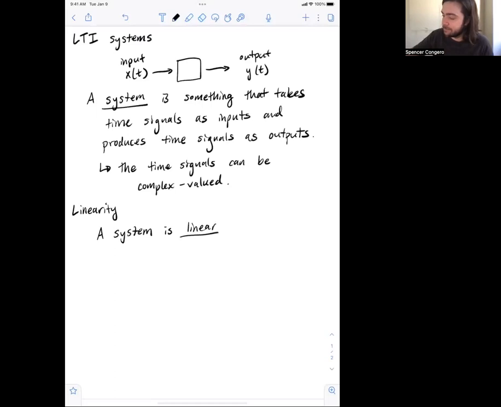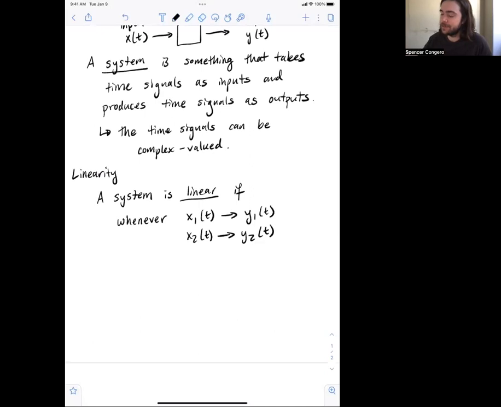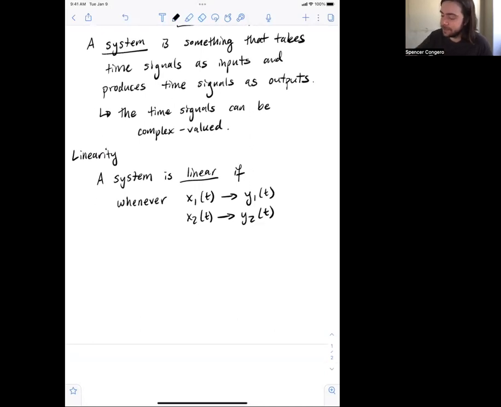You can have a linear system if, I'm going to give you the condition, whenever I have two signals x1 and x2 and they produce outputs y1 and y2, that's all I'm writing here. I use the arrow to say the thing on the left is the input, the thing on the right is the output. So whenever you have two inputs, x1 and x2, and they produce outputs y1 and y2, then the question is, what happens if I multiply x1 by some constant a and add it to x2 multiplied by some constant b?